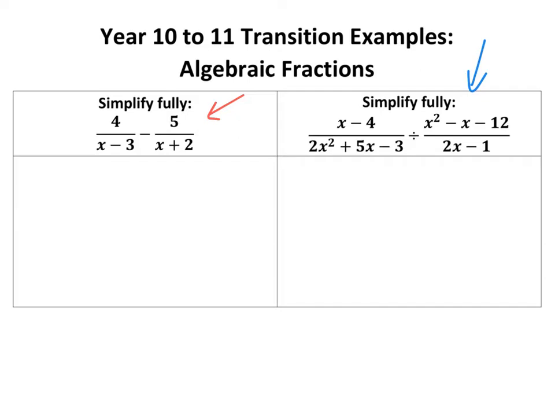Now, when you're adding and subtracting fractions, you need a common denominator. So for the common denominator, you tend to just multiply the current denominators. That will give you a common denominator. It might not give you the lowest common denominator, but it gives you a common denominator. So that's what we do with algebra.